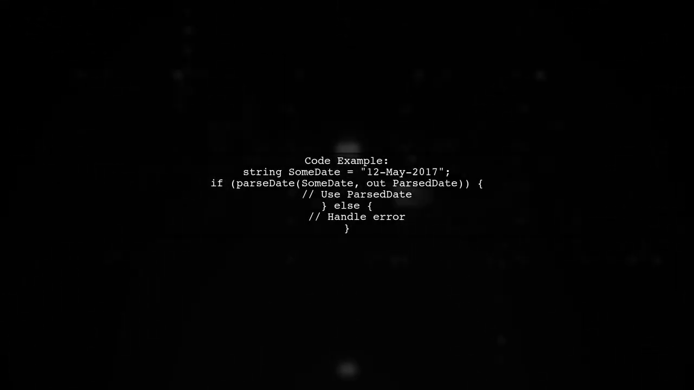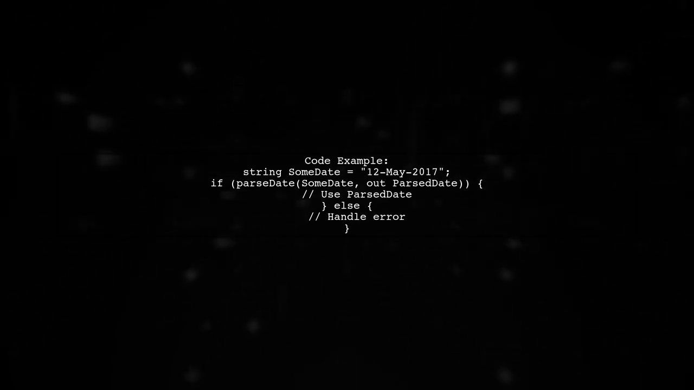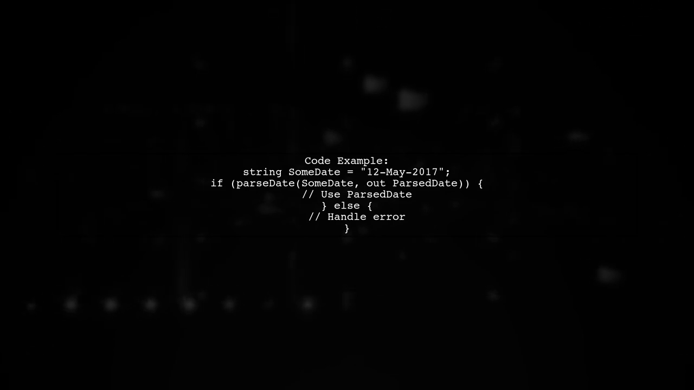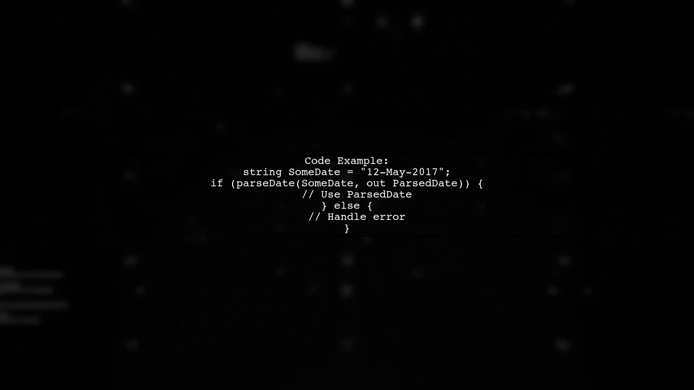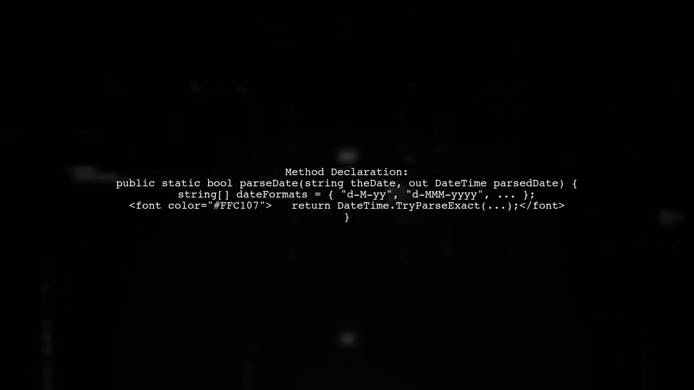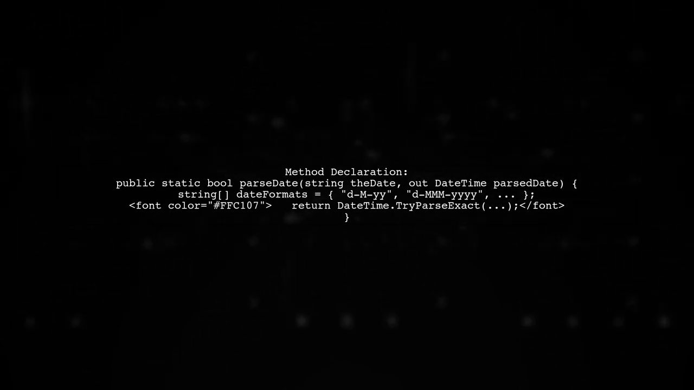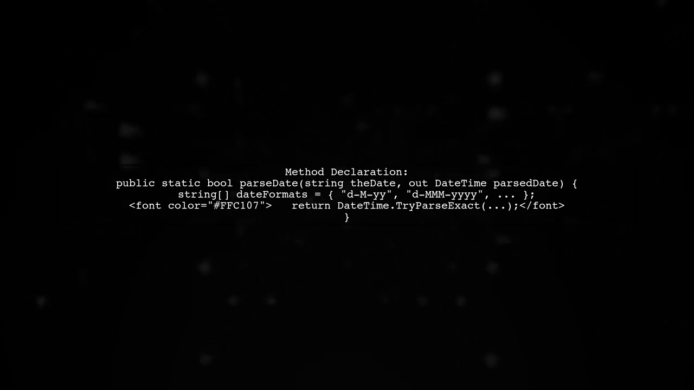Here's a sample code snippet. You define a string date and attempt to parse it. If successful, you can use the parsed date time, otherwise handle the error. The parse date method uses various date formats based on Australian standards. You can customize these formats as needed.